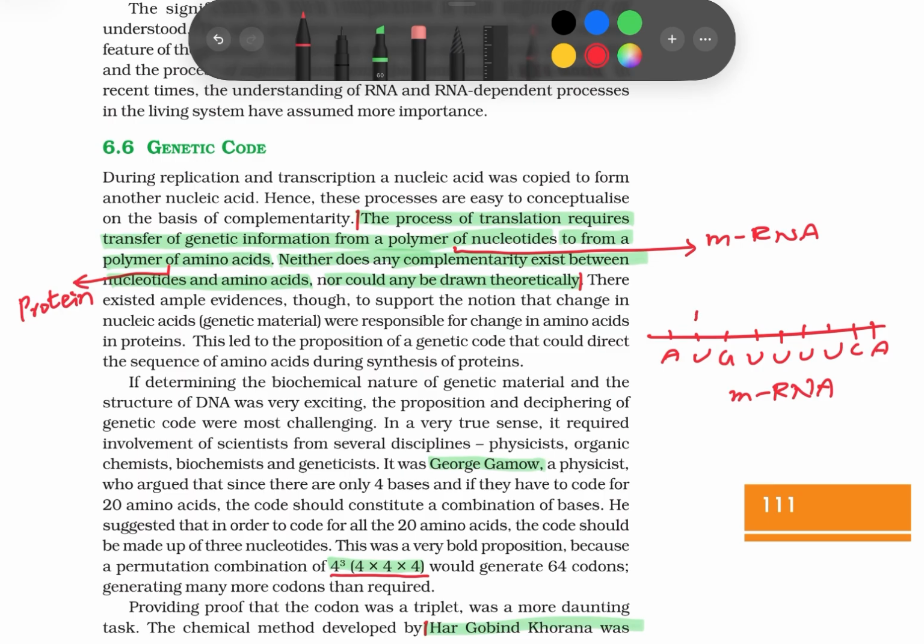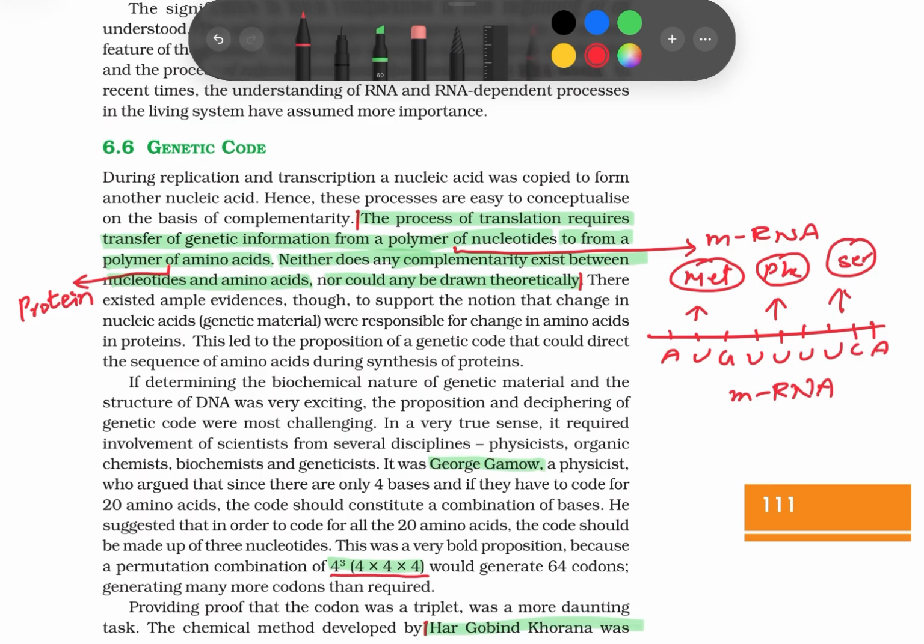You know this AUG is coding for methionine amino acid. UUU is coding for phenylalanine. UCA is coding for serine. Of course, these 3 nucleotides together coding amino acids, that is genetic code. We are going to discuss about this now.